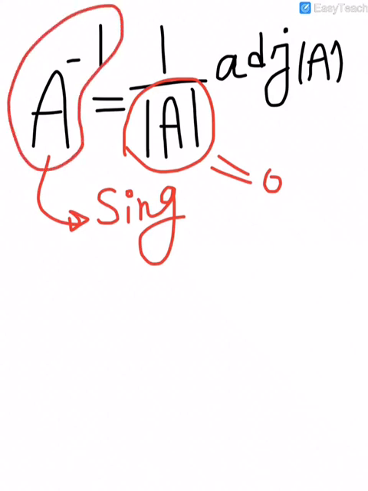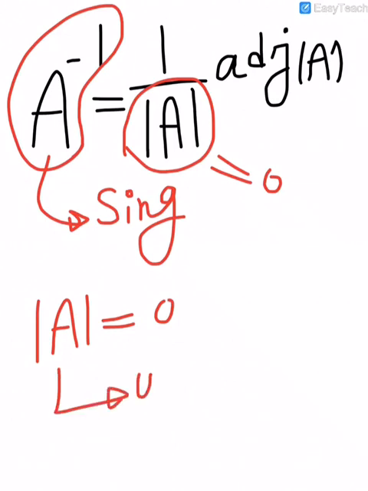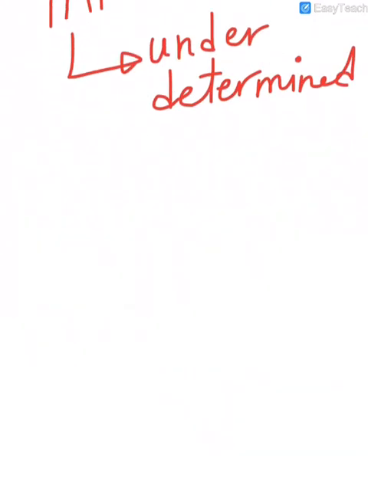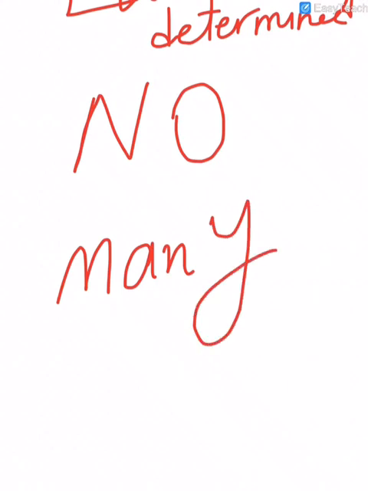It cannot be determined, right? So now we know, for a system of equations, if the determinant of the coefficient matrix is equal to 0, then we say the system is underdetermined. Which means that either there is no answer for it, or there are many, which we don't know. So the point is there is not a unique answer.